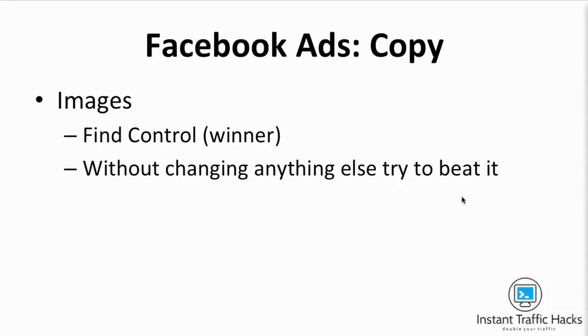And then what you're going to do is take that winner and try to beat it. So then you're going to put up a bunch of other ads, so three more. Again, you don't need to go crazy, but without changing anything else on the ad, don't change the audience, don't change the copy or anything else. Try to beat that one image, and if you can, that's your new winner, right? And that's how you're going to cycle through to optimize your images.